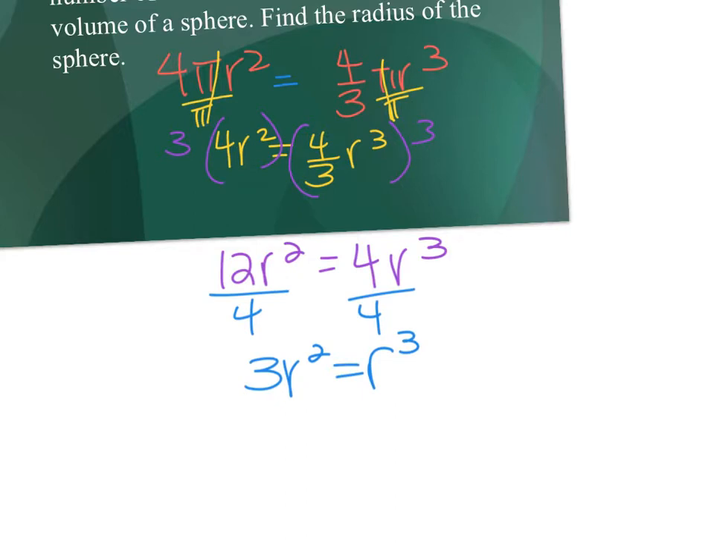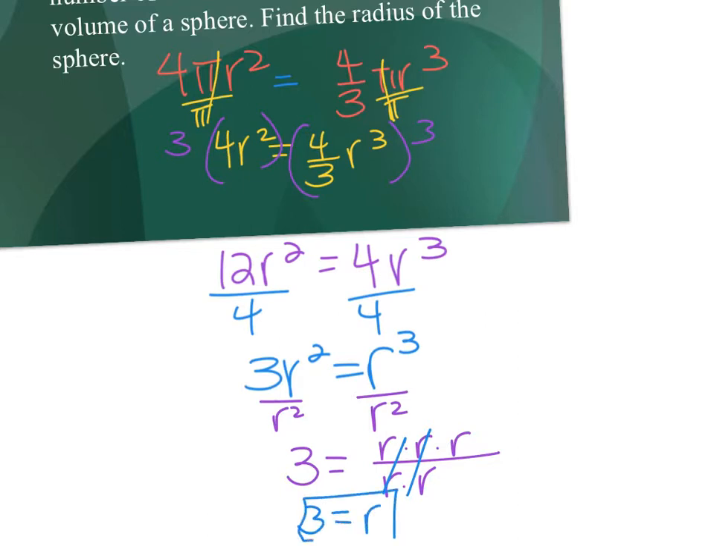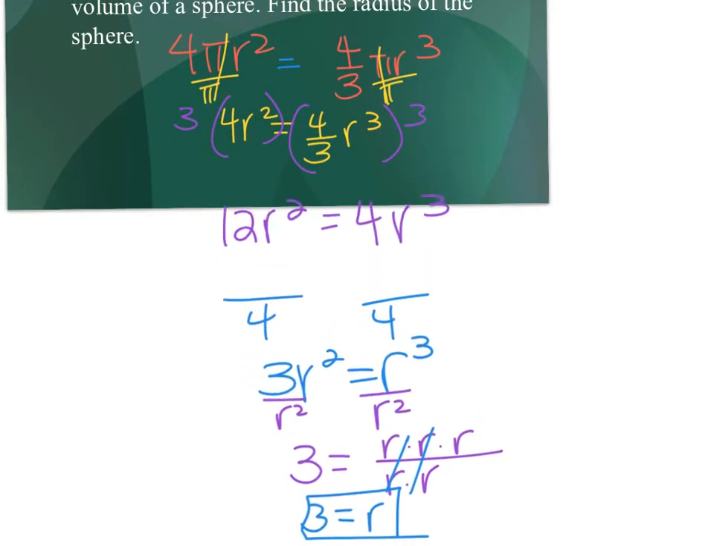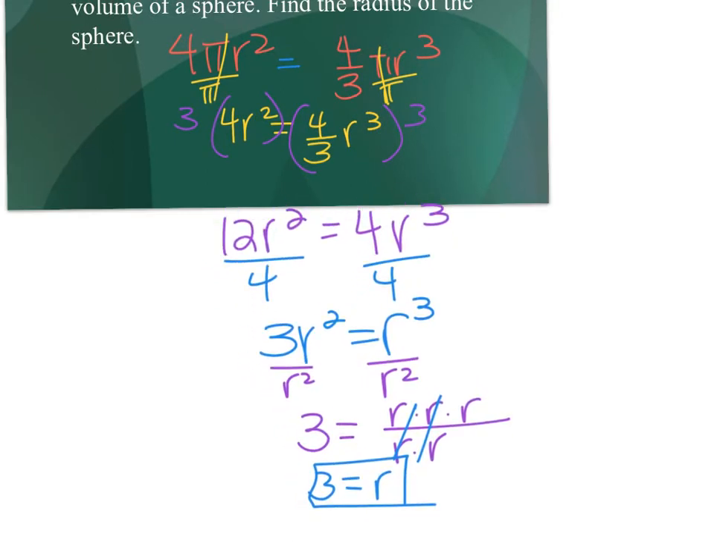Now what? I gotta get both r's on the side by itself, right? These are the same variable. So if it's 3 times r squared, how would I get rid of the r squared? Divide both sides by r squared. If there's 1, 2, 3 r's in the top and 2 r's in the bottom, how does that simplify? Just r. So the only way that the sphere can have the same area and volume is if the radius is 3.